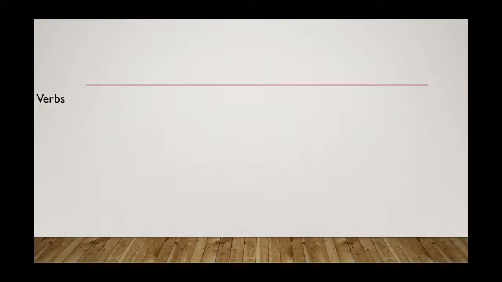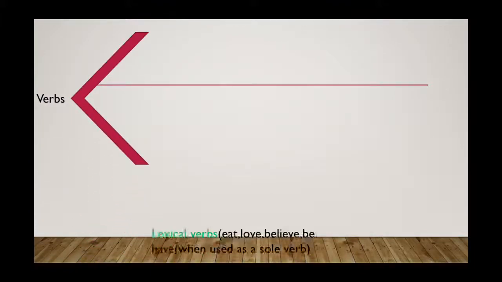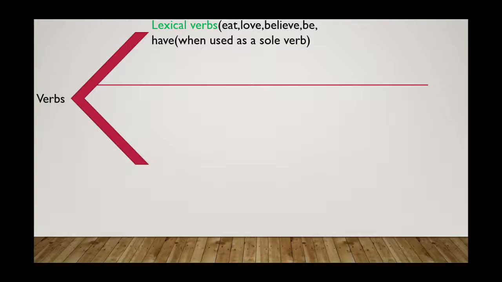So let's check it. First of all, verbs are divided into two parts: lexical verbs, such as eat, love, believe. Be and have are also lexical verbs when used as a sole verb, so we can include them in lexical verbs. The second category is auxiliary verbs.